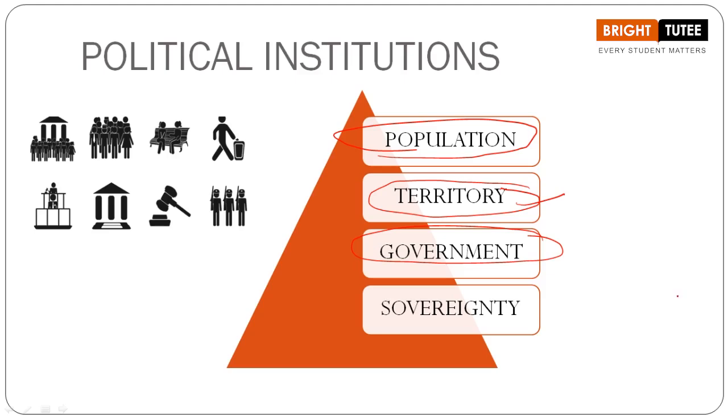The last one being the sovereignty. Here the state should have the supreme power. It should have the power to make the decisions, to make the laws. Again, this is an important feature and essential pillar of any particular state. So till now we have understood the meaning of state and the essential pillars of state.